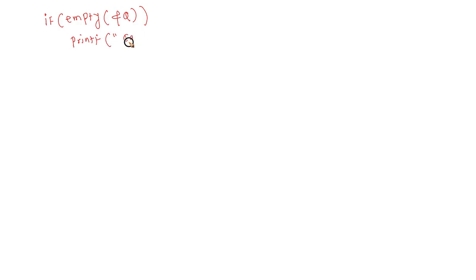If 1, that means this condition is true, the queue is empty, I'll say printf underflow directly, right? Underflow. Right? So before this, you could have printed a message for the user that we are performing the dequeue operation. You could have printed that message: printf performing dequeue operation. And then the actual dequeue will be starting here by checking if the queue is empty, right? If the queue is empty, underflow.